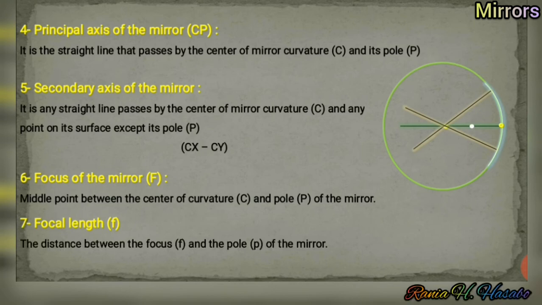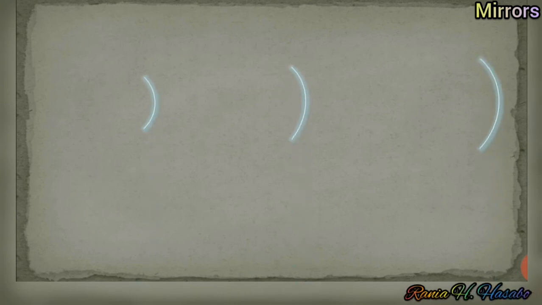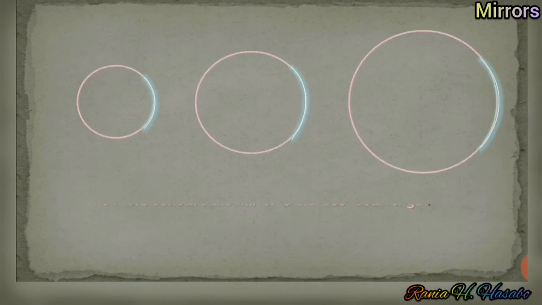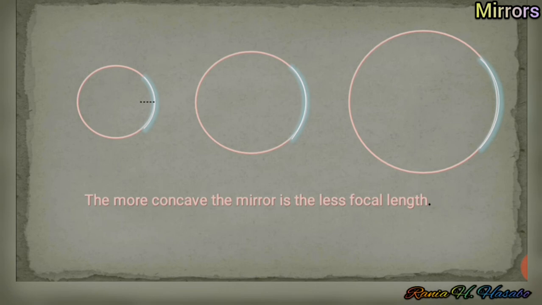Number seven, focal length. It is the distance between focus and the pole of mirror. So it is equal to half the radius, or radius equals twice the focal length. If the concave mirror is a part of a small hollow sphere, it has less focal length and is considered more concave. While if the mirror is a part of a big hollow sphere, it has large focal length.